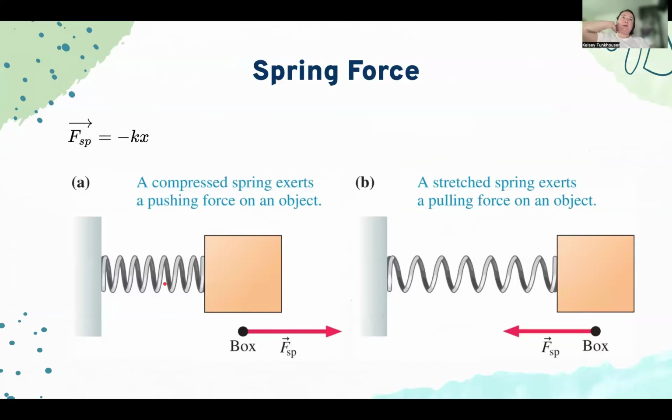Now there's spring force also. Springs act in a slightly unique way, and so they have their own type of force and their own equation for force, and it's given by this here. Force spring is negative k times x, where k is the spring constant, which tells you how easy it is to compress or stretch the spring, and x is how much it is stretched or compressed.